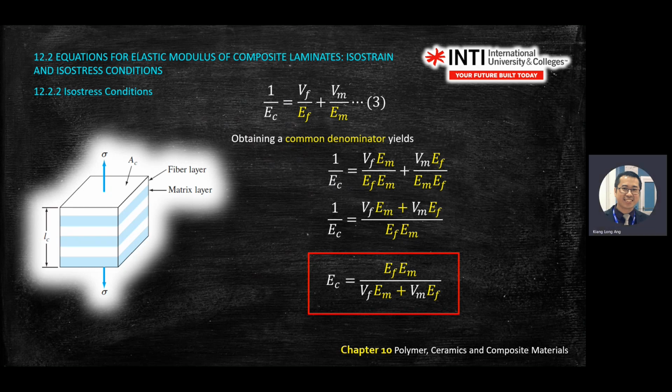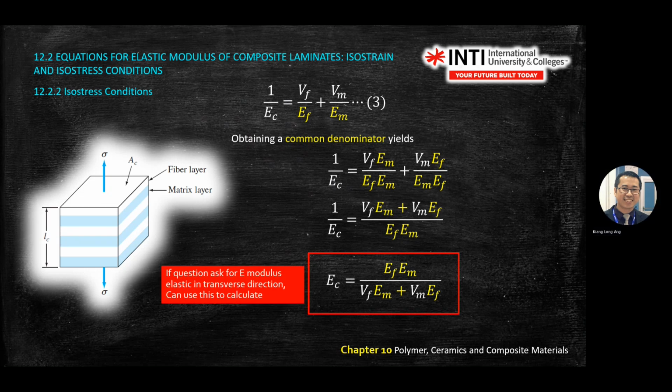So this one you can memorize. We won't ask you the derivation steps. If it is an isostress, you use this equation. So there are 2 sets of equations. You try to identify whether it's isostress or isostrain. 2 different equations. Okay.